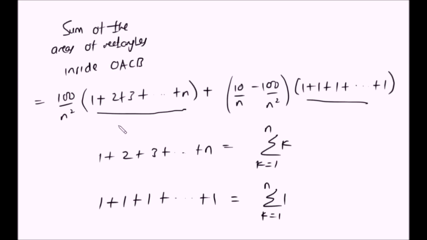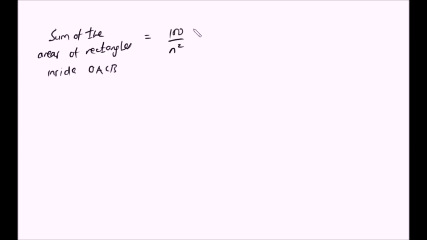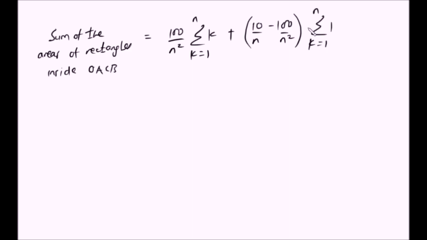So now the sum of the areas of rectangles inside OACB itakuwa ni sasa na 100 over n squared. So hapa tuna huyu jamaa plus 10 over n minus 100 over n squared. Then here we have that one. So kwenye hiyo topic ya algebra pia ni topic ya form 5. I will cover it one time.